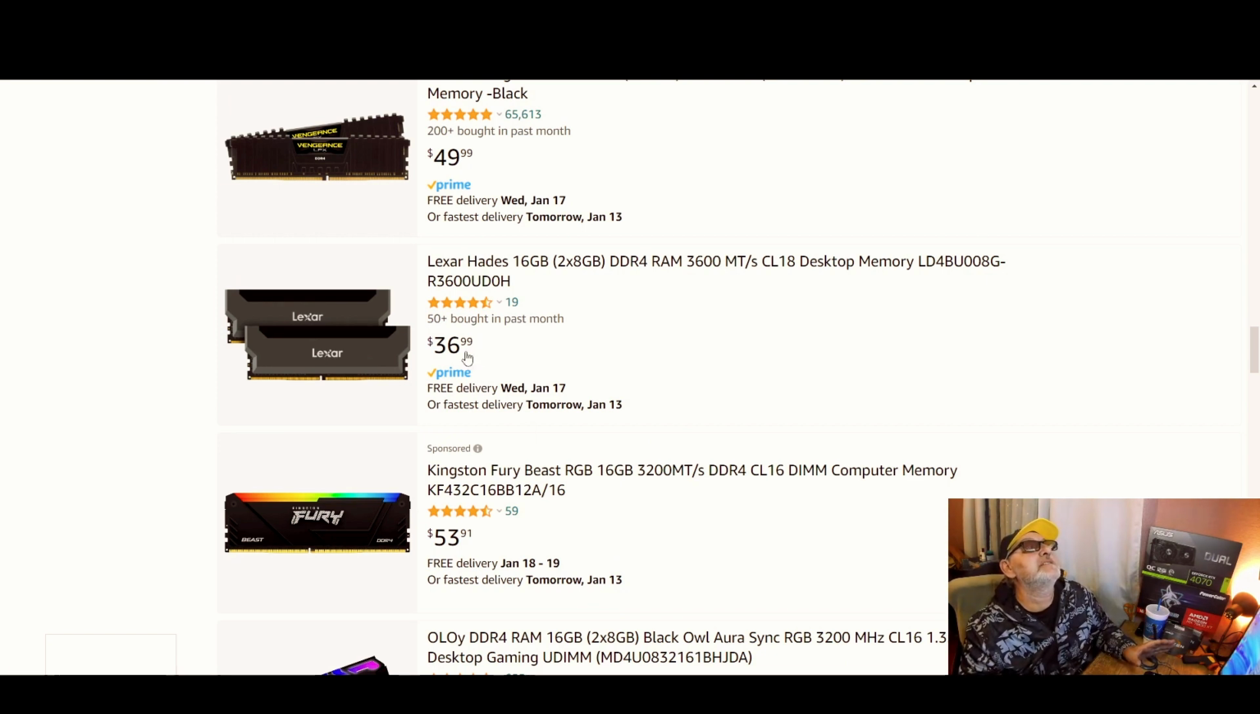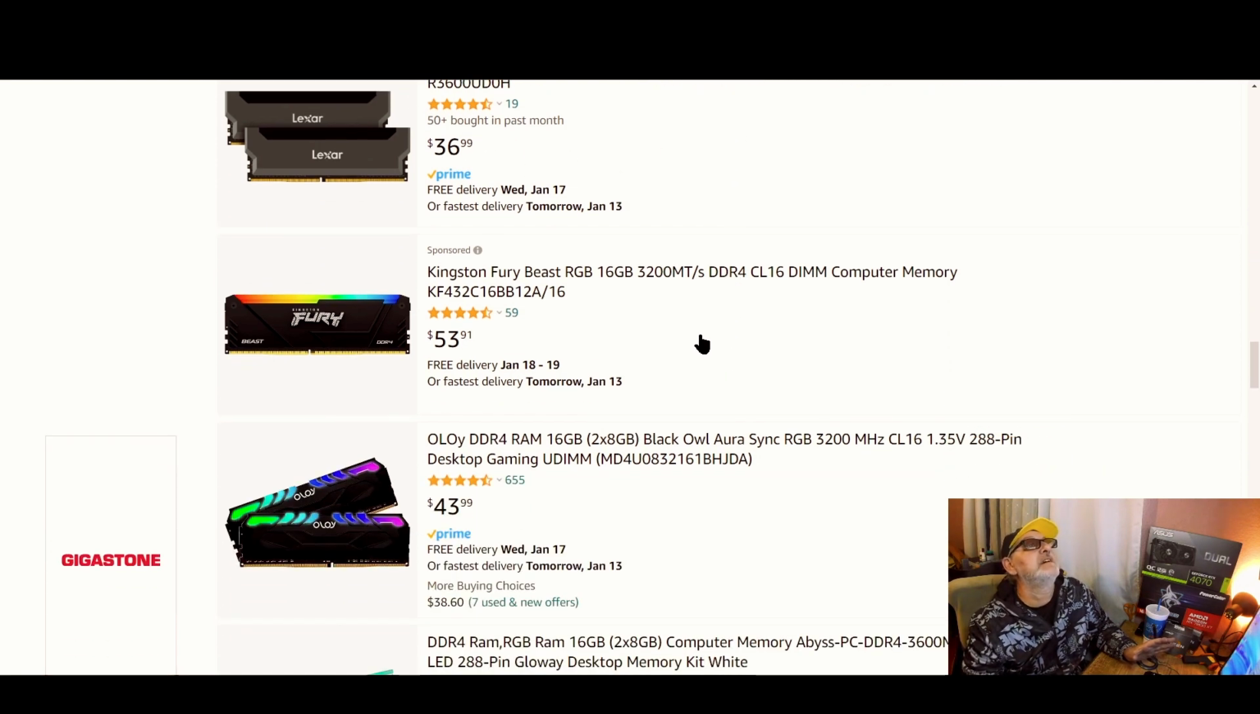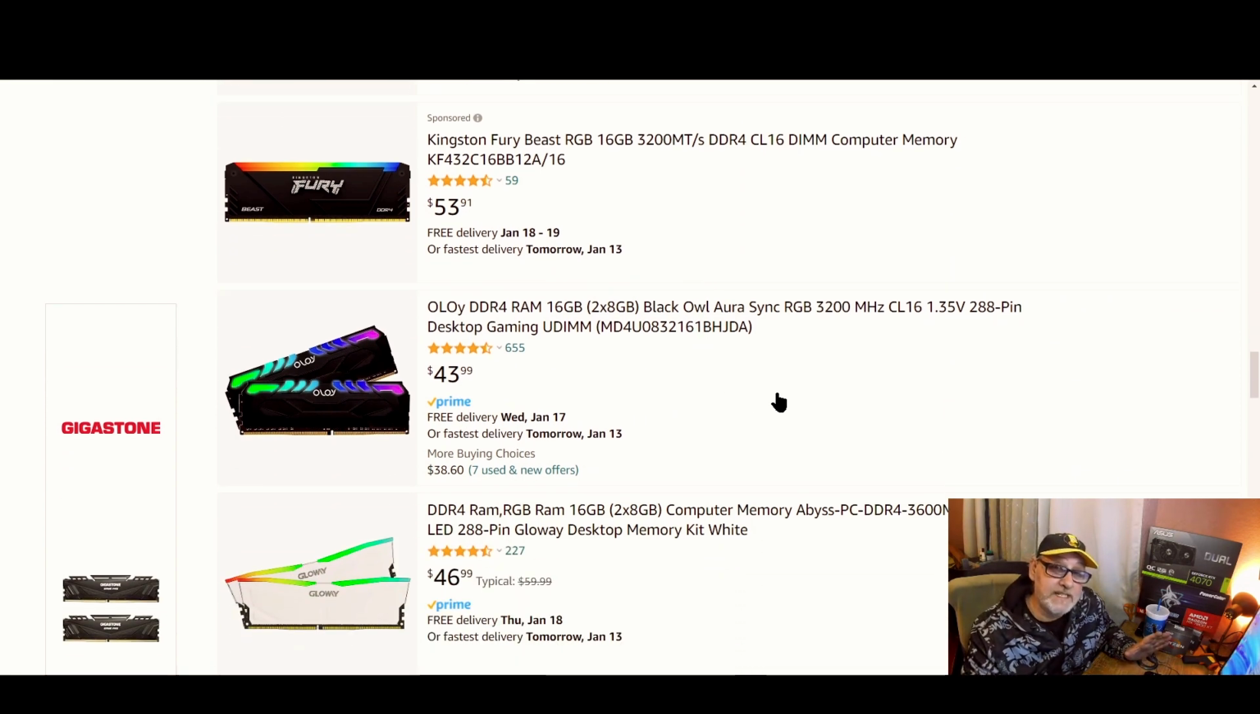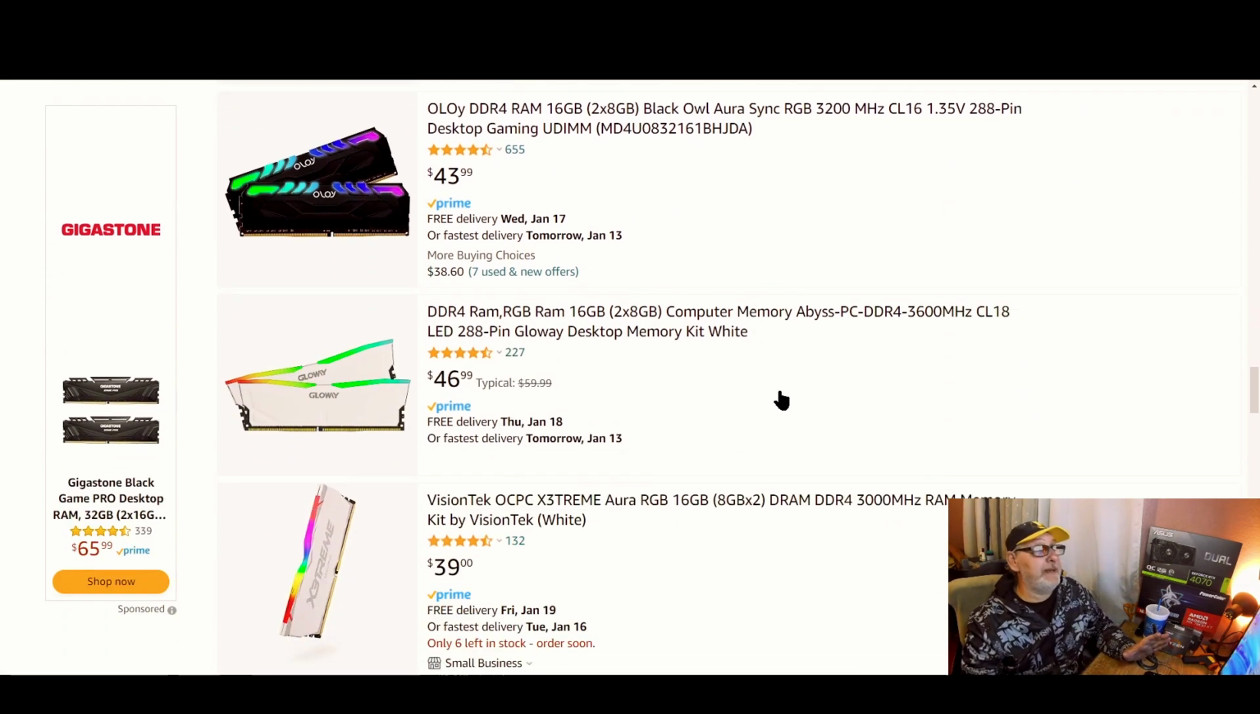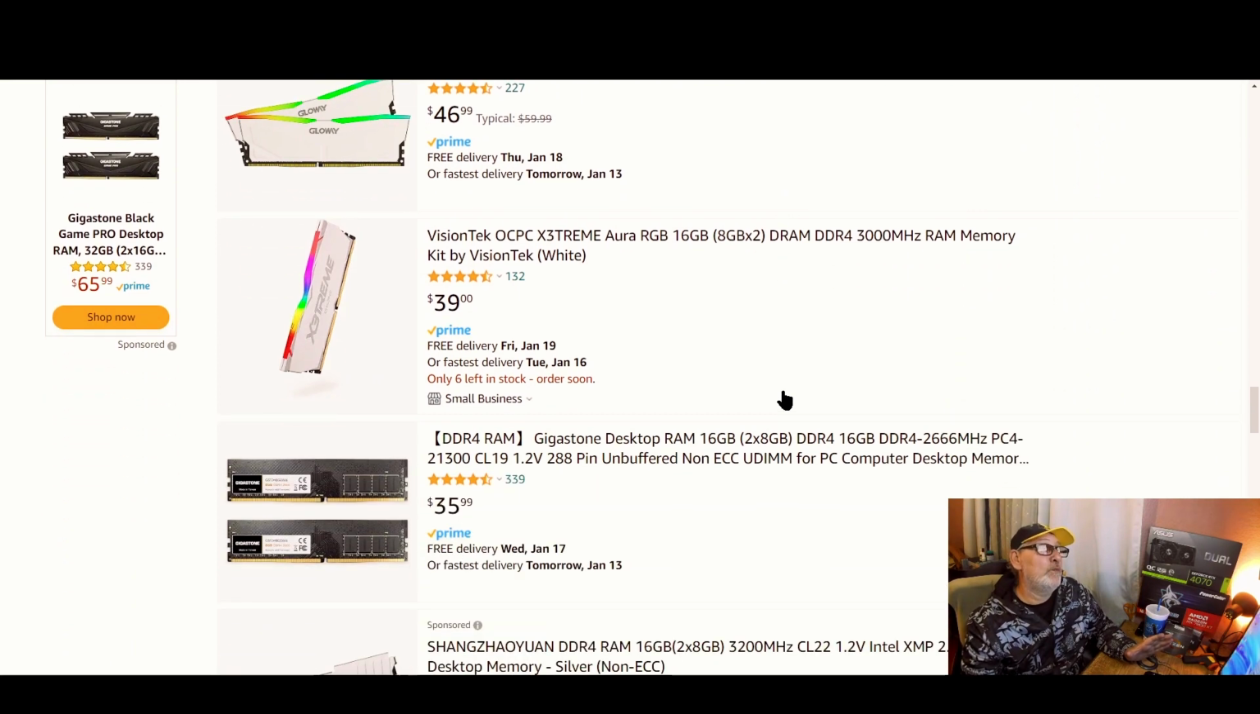Because this right here is 3600 CL18, 16 gigs. If you wanted to do 32 gigs, you would have to use all four sticks. I'm not recommending that. I use all four sticks, and I got 64 gigs. But I paid like $130 or $140, and they're from Corsair, the LPX.